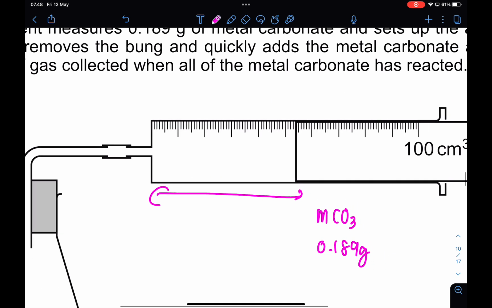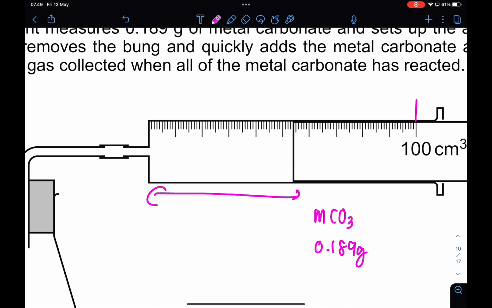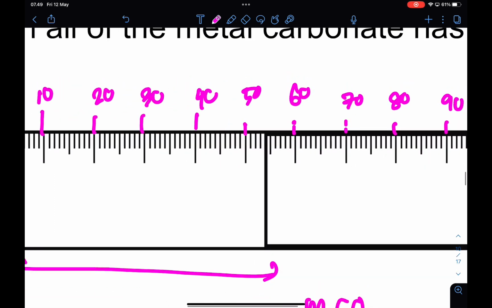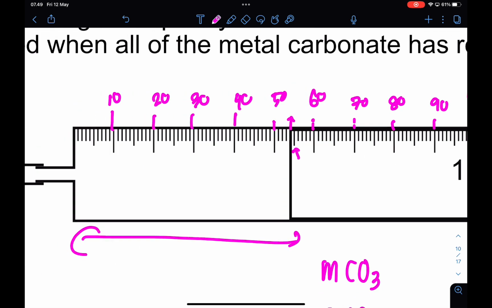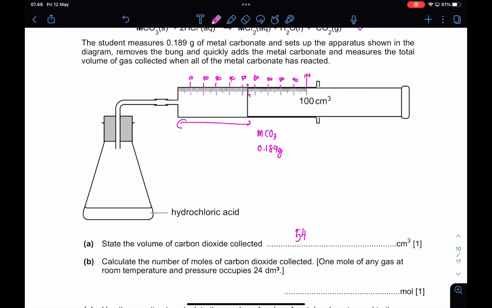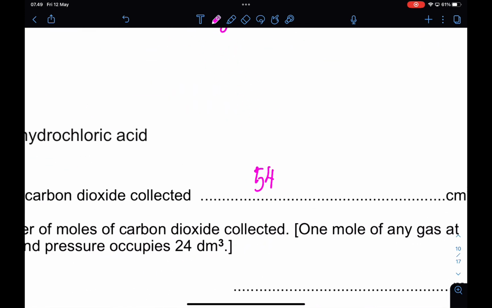How to find? You see, we need to actually measure from here to here. So we know that this is going to be 100. If this is 100, of course this one is going to be 10, 20, 30, 40, 50, 60, 70, 80, 90 and 100. So this one should be after 50. The longer one should be 55, so this one is going to be 54. So I know that this is going to be 54 cm cube.